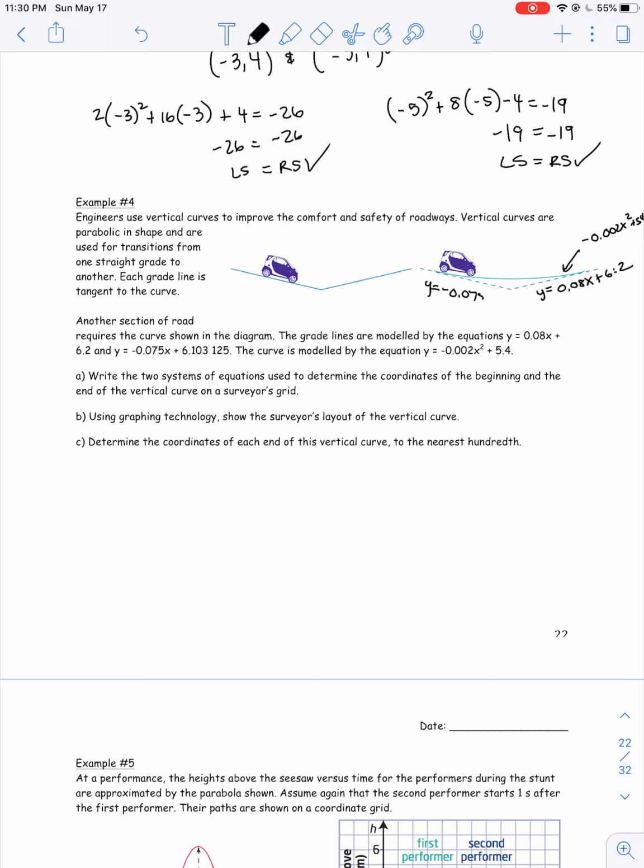So y equals -0.075x plus 6.103125. Okay, so we know that there's 2 points of intersection, one there and one there. So we're pretty much comparing the linear with the quadratics. So we need to find out the intersection points between them. So we're going to graph, if you want, all 3 equations on one graph. You can plot all of these on one graph to save you some time.